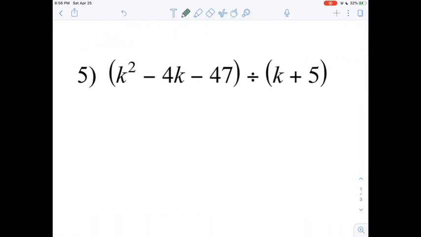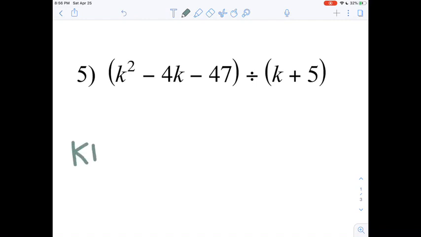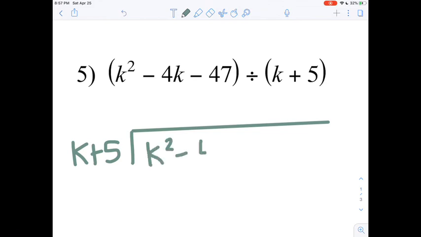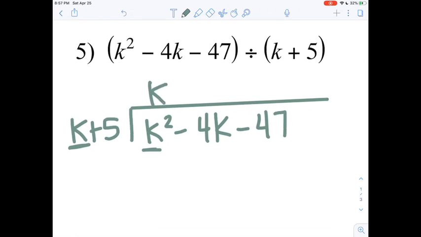Okay, let's do it again. So k plus 5 is on the outside. Then I have k squared minus 4k minus 47 on the inside. Okay, so let's start from the beginning. What times k gets me k squared? Well, that's k. So these always need to match.